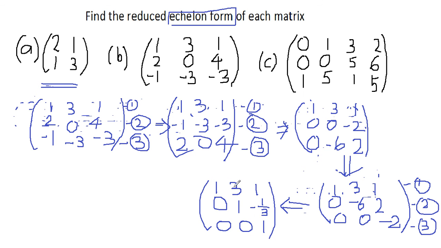So now you notice here, it's already in echelon form because of the leading 1s. Now we want to use this last row to eliminate the y variables here in the first and second row. Hence, we add 1 over 3 times row 3 to row 2, and we add minus 1 times row 3 to row 1.